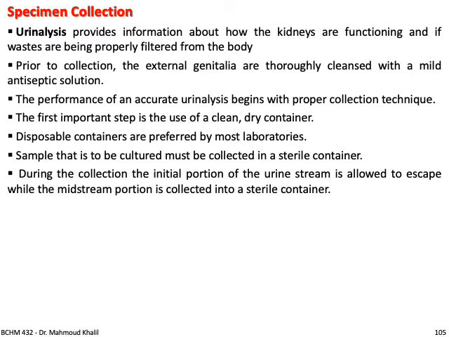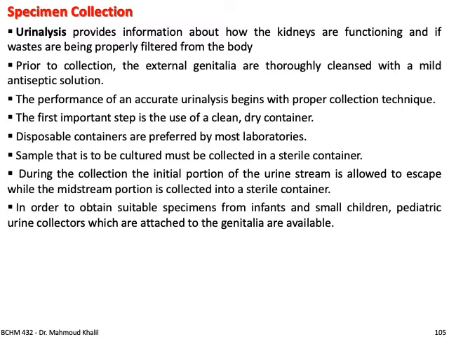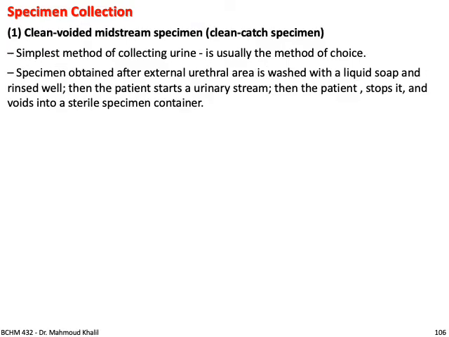During the collection, the initial portion of the urine has to be discarded, while the midstream portion is collected into a sterile container. In order to obtain a suitable specimen for infants and small children, pediatric urine collectors which are attached to the genitalia are available. For specimen collection, there are different types for collecting specimens.